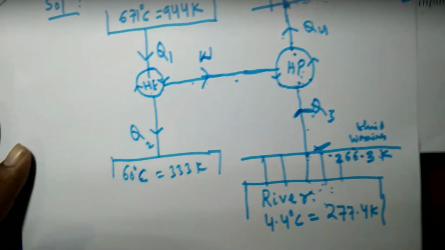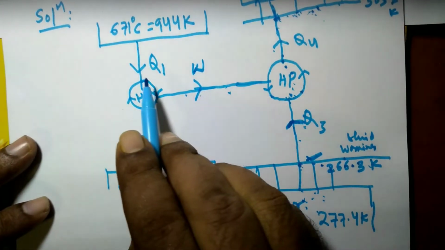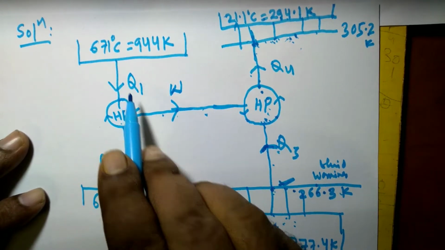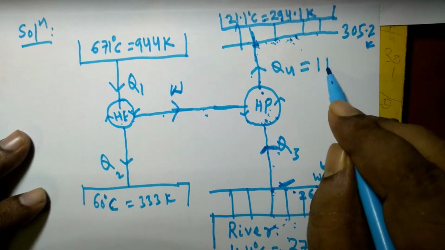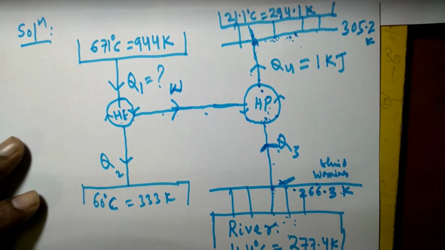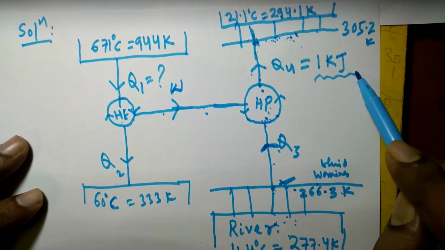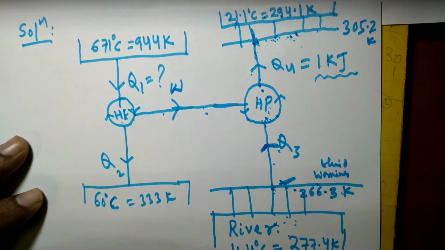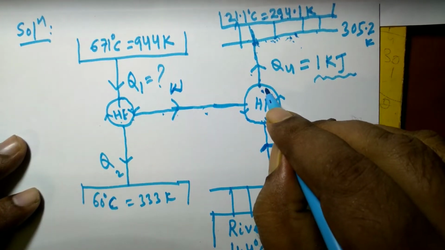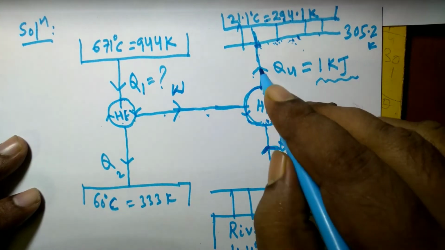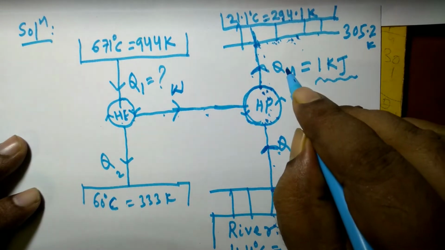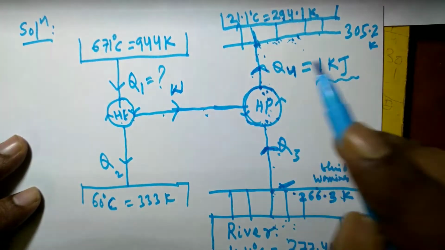So now you see, the question requires you to find out, if Q4 is 1 kilojoule, then what will be the value of Q1? That's what you are required to find out. Suppose Q4 is unit heat output, maybe 1 kilojoule or 1 joule, whatever you may take. Suppose we take 1 kilojoule. This is the heat output of the heat pump. This amount of heat is delivered by the heat pump to the high temperature reservoir. So if Q4 is 1 kilojoule, then what is the value of Q1?